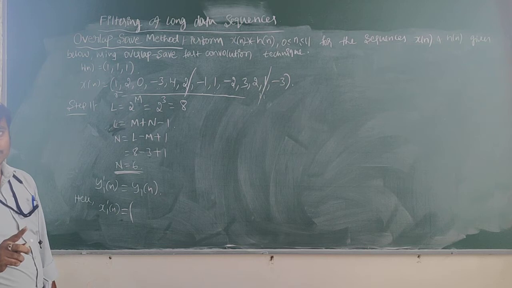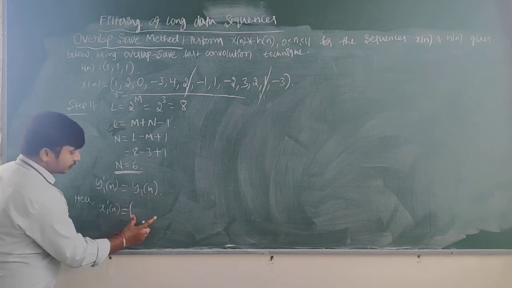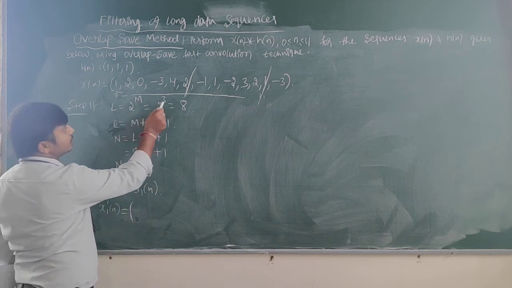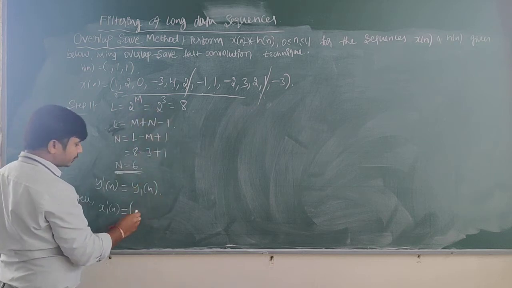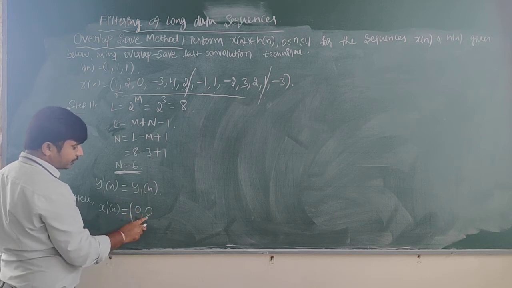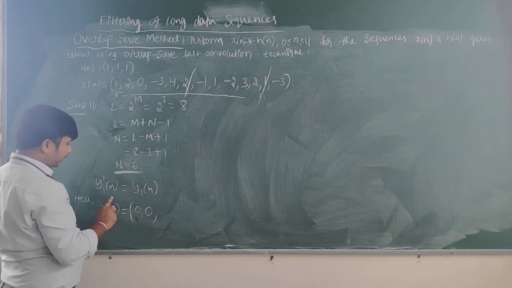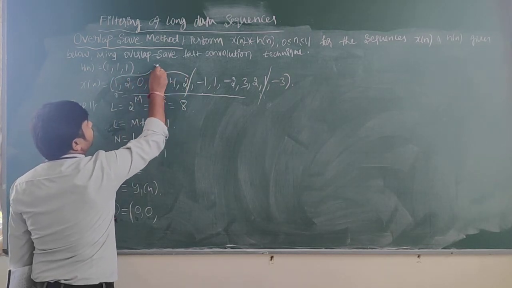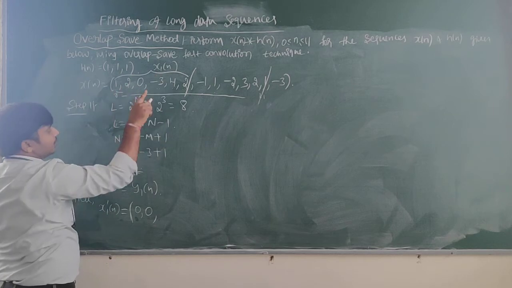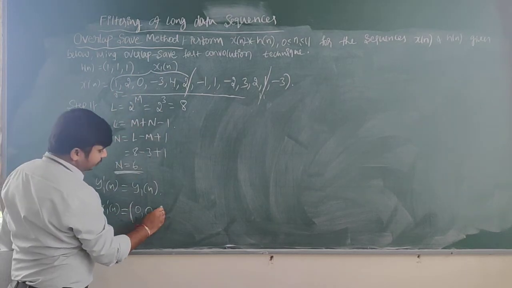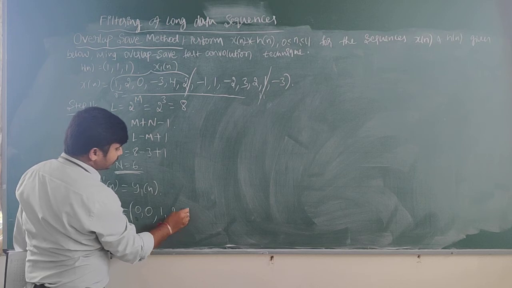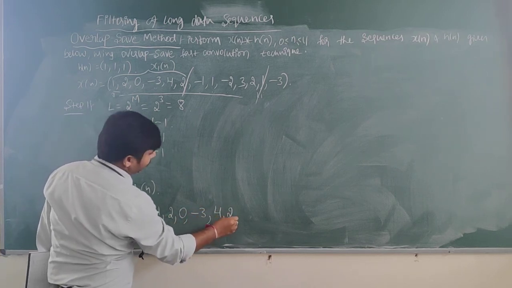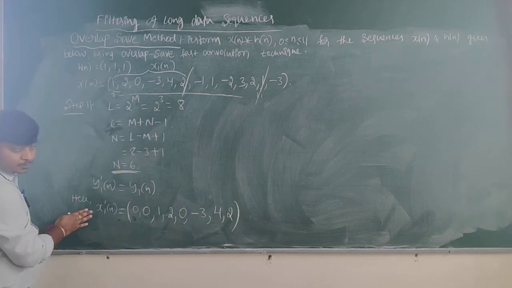M minus 1 zeros. Okay, so for the first sequence, the first entries will be the m minus 1 zeros. Here the m value is 3, so m minus 1 is 2. So 2 zeros will come first. Then the remaining x1 of n. So what is x1 of n? This is x1 of n. These entries will come here: 1, 2, 0, minus 3, 4 and 2. So this is my x1 dash of n.